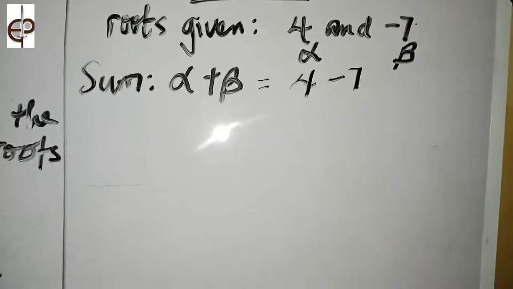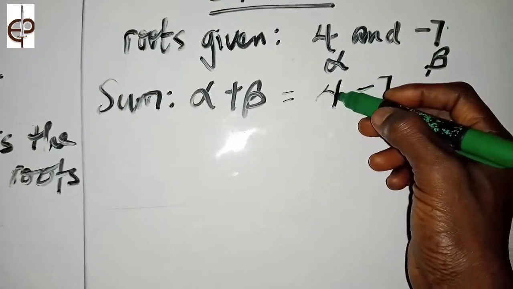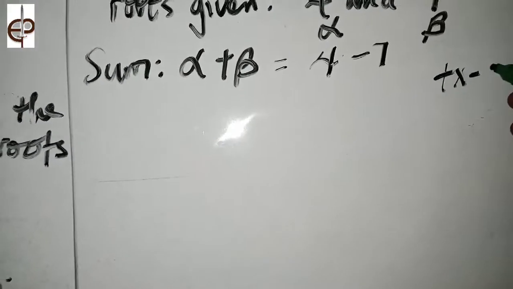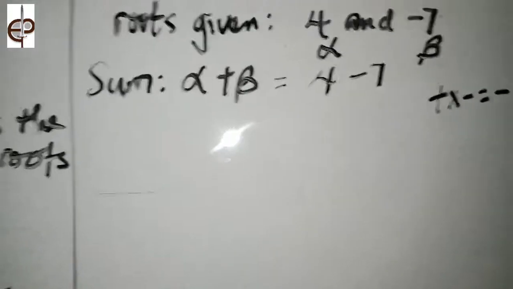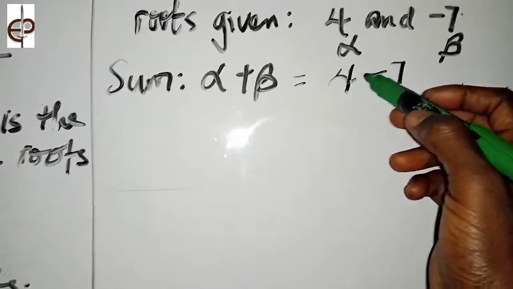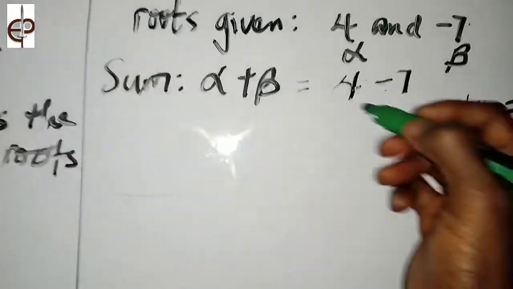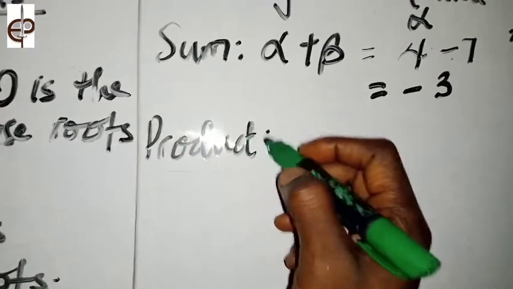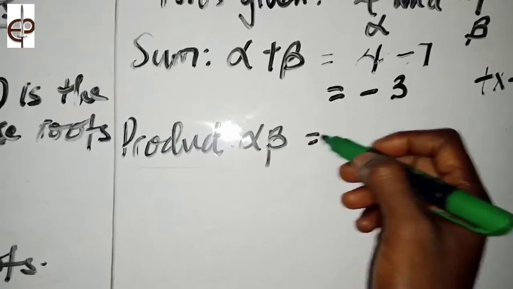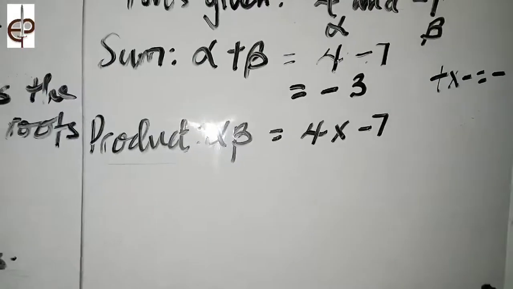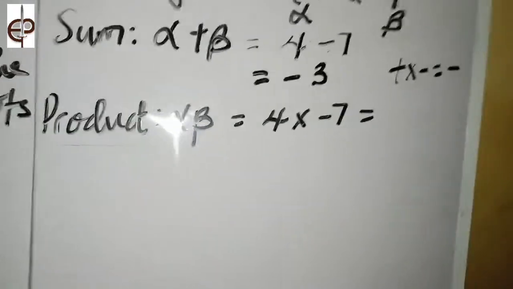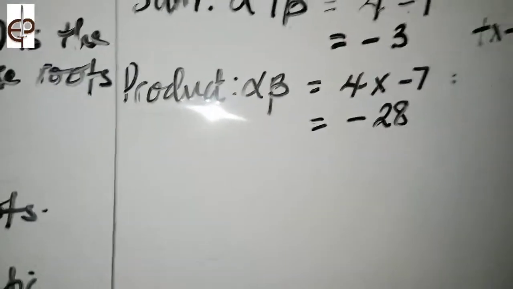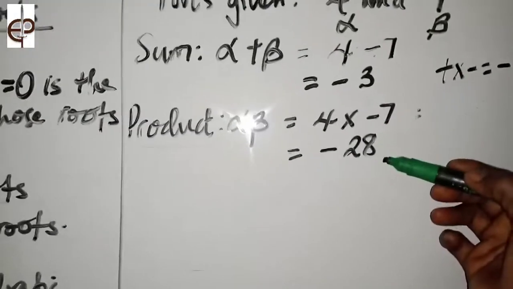It doesn't matter whether you say minus 7 plus 4, because this is supposed to be 4 plus minus 7. Obviously, we change to 4 minus 7, since positive times negative is equal to negative. We are adding together, but it's a negative term we're adding. So when we do that, we have minus 3. Then we go to the product, which is alpha beta, and that will give us 4 times minus 7, which is minus 28. So now the sum is minus 3 and the product is minus 28.